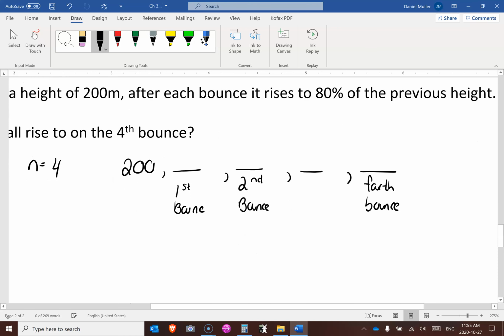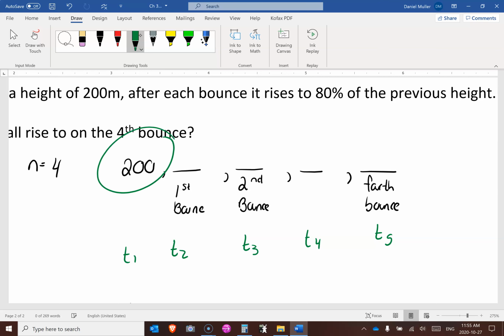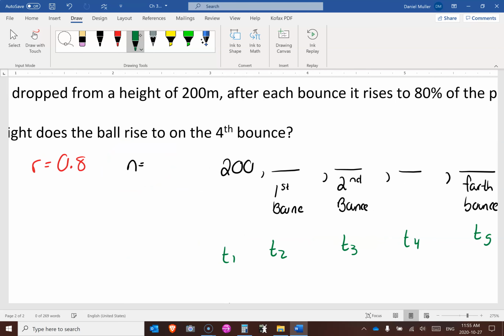Now what actually is that? Well, this is T1, T2, T3, T4, and T5. In this case, we are not finding the fourth term. We are finding the fourth bounce, but the first term isn't a bounce. The first term is just the normal height. We don't start bouncing till the second term. So our n is actually going to be 5, and that's really important.